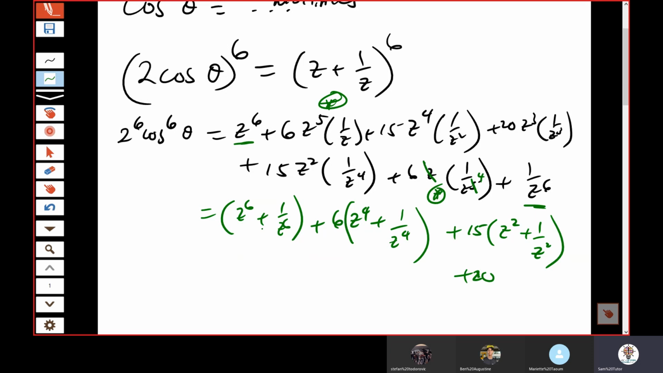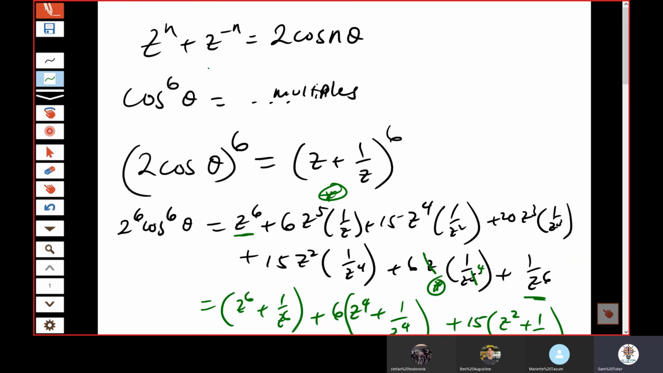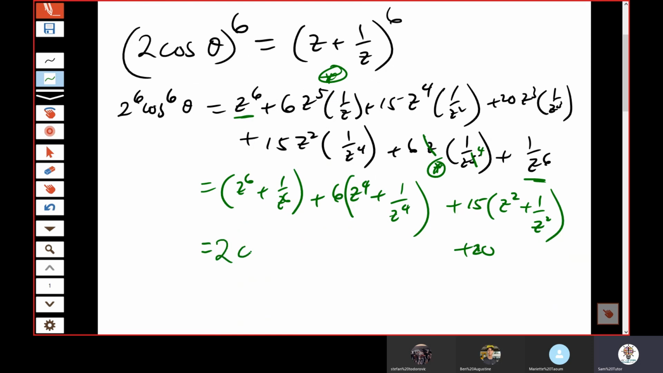And then what's z^6 plus 1 on z^6 according to this formula? Yeah, 2 cos 6θ. So that becomes 2 cos 6θ plus 6 times 2 cos 4θ plus 15 times 2 cos 2θ plus 20.